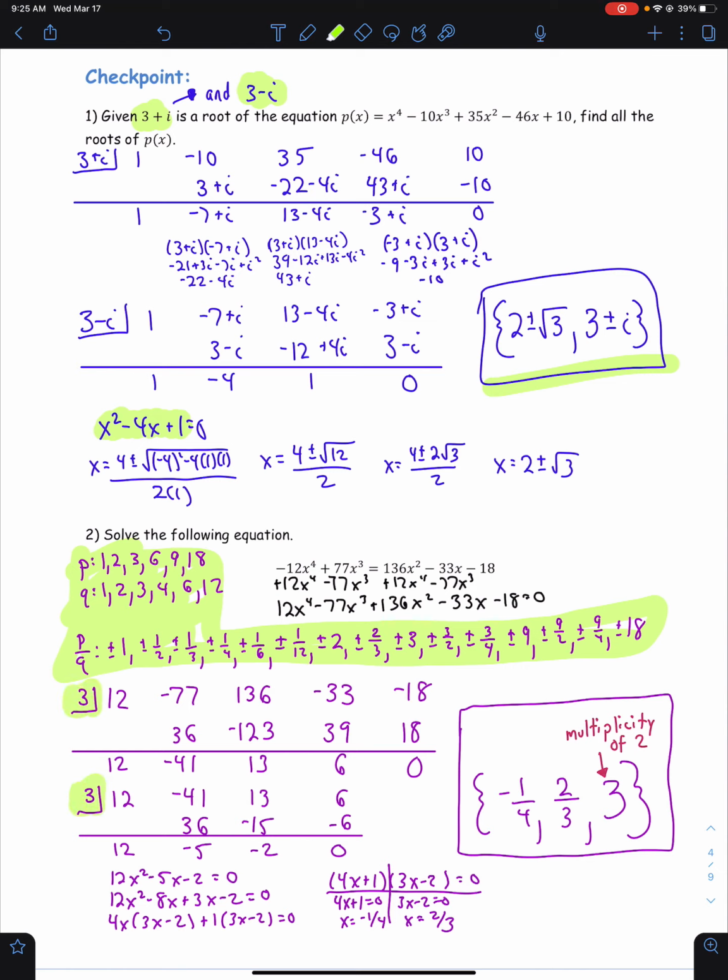You guys could have also, if you wanted to, synthetically divided with -1 over 4 and 2 over 3. I just find that a little bit more difficult algebra to do. So I like to do the nice integers when we can. So I just use 3. And then you get it down to a quadratic. And then I factored it because it's factorable, or you could use completing the square or the quadratic formula there and get the same exact answers.